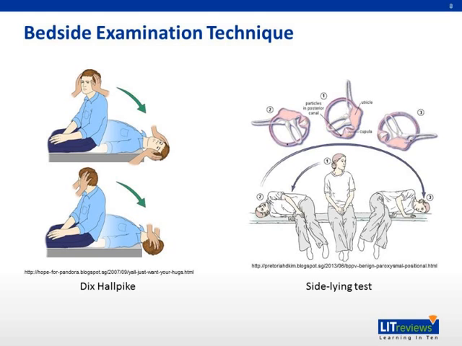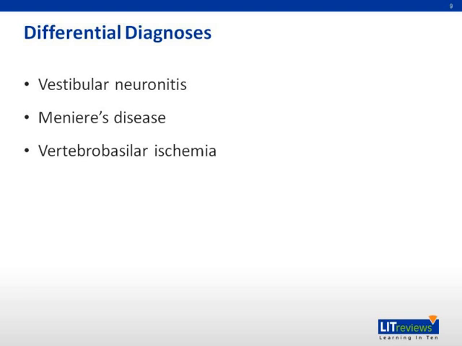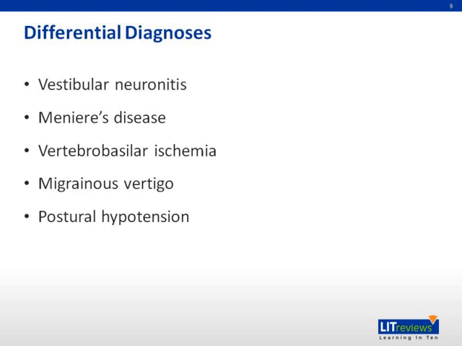The patient is then brought back up into a sitting position, and nystagmus in this position is also diagnostic of BPPV. The side-lying test as shown here is used if the patient cannot hyperextend their neck or cannot lie on their back. Again, nystagmus and vertigo is checked after every change in position. Differential diagnoses of BPPV are vestibular neuronitis, Meniere's disease, vertebrobasilar ischemia, migrainous vertigo, and postural hypotension.